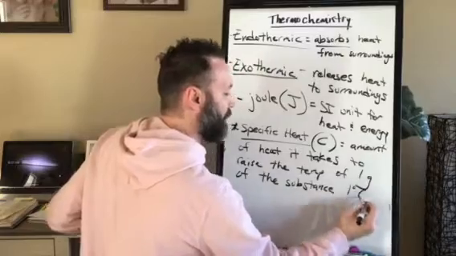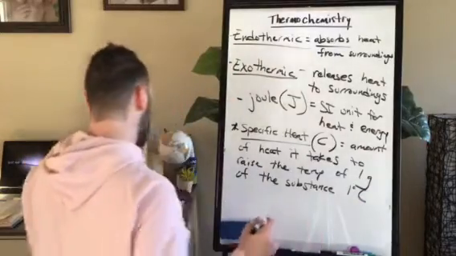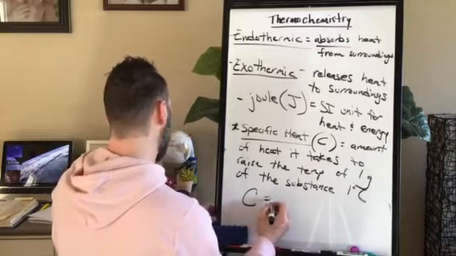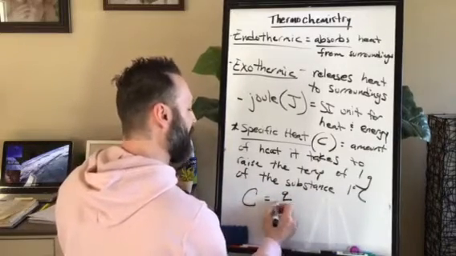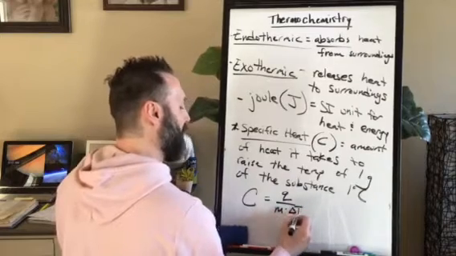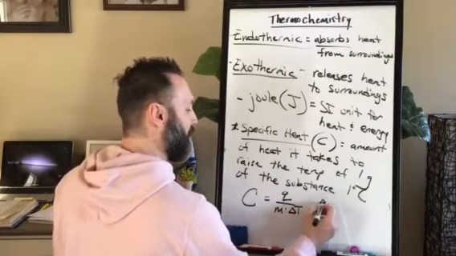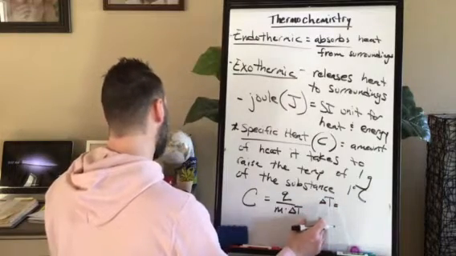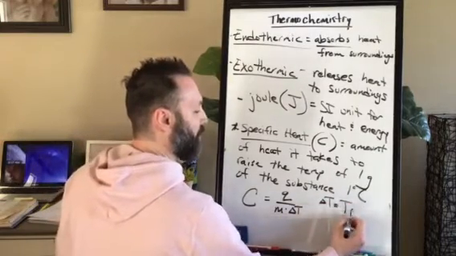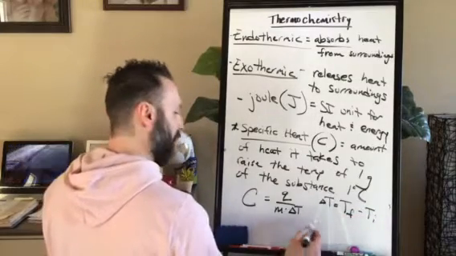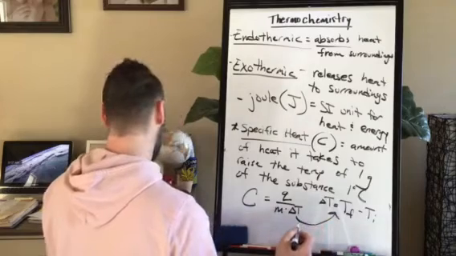1 degree Celsius. And the formula we use for specific heat is C equals Q, which is our heat, over our mass times delta T. Delta T, reminder, is our change in temperature, and it's always going to be final minus initial. So that's that right there for you.